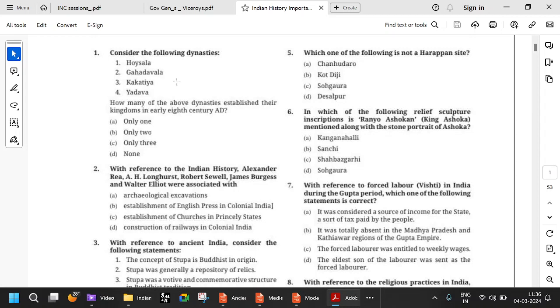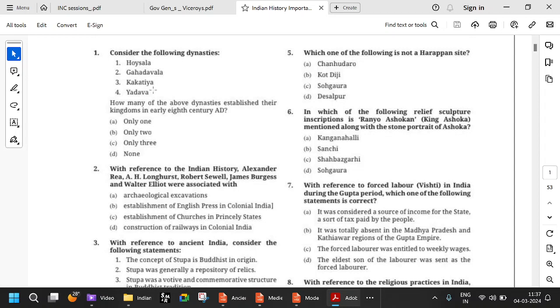The Hoysala Empire is mostly in the Karnataka region, and it is in the 10th to 14th century, around that period. So not 8th century. The Gahadavala dynasty is related to Kannauj, Uttar Pradesh, Bihar, etc. So it is in the northern part, around Kannauj. If you look at the Indian map, that is also in the 11th, 12th century. They are contemporaries of the Hoysalas also.